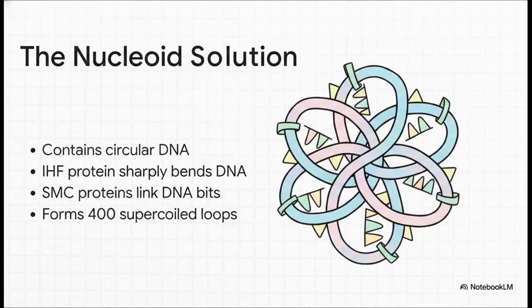So what's their secret? Bacteria actively twist and fold that circular DNA into roughly 400 independent, negatively supercoiled loops, and they get some specialized help to pull this off. They use a protein called integration host factor, or IHF, to sharply bend the DNA. At the same time, SMC proteins act like tiny biological zip ties. They literally link bits of DNA together to pin the whole shebang into a compact, organized nucleoid.